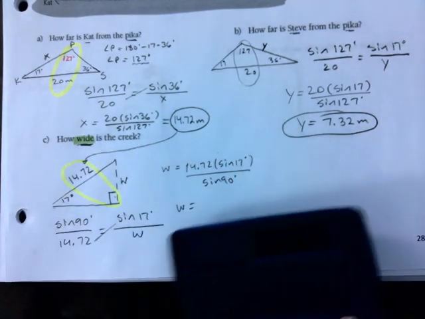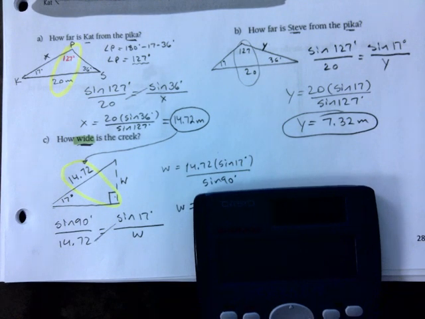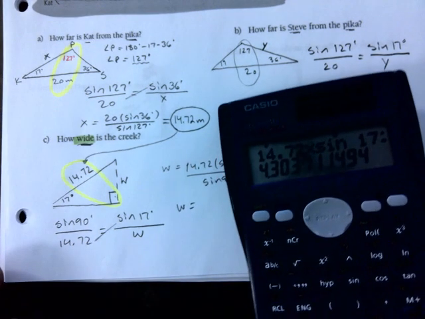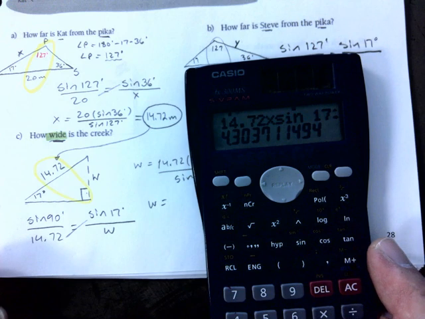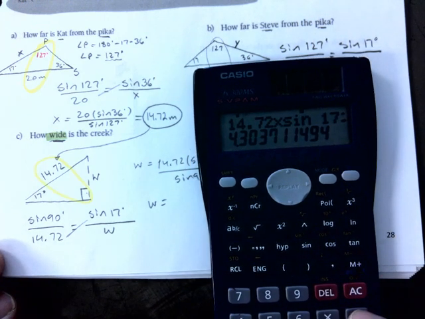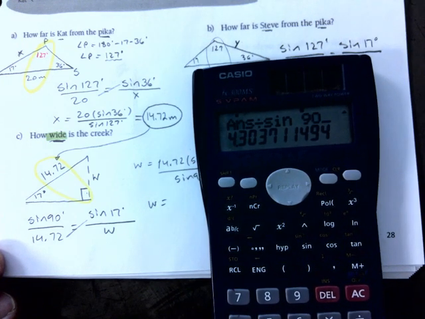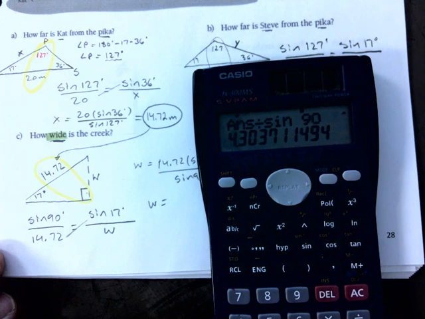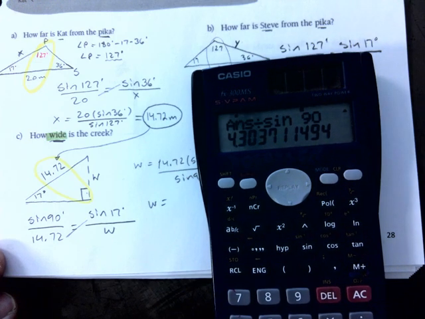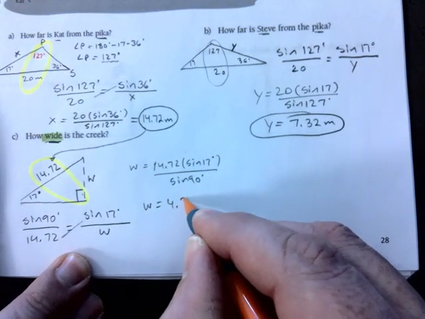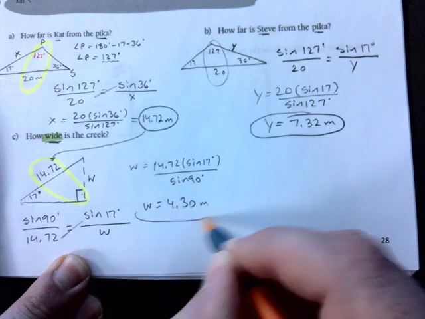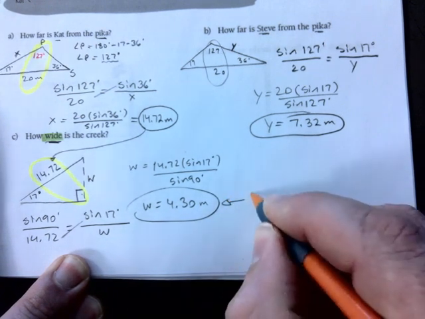Let's calculate that. I want to show you something here. 14.72 times sine of 17. Hit equals there. What happened to my camera? Seems a little weird today. Anyways, that's what you get. If I divide by sine of 90, watch what happens. Look at my screen. I'm going to hit equals. Nothing happens because sine of 90 is just 1. Okay? So it's irrelevant, but that's 4.30 meters. This would be the height of the triangle.